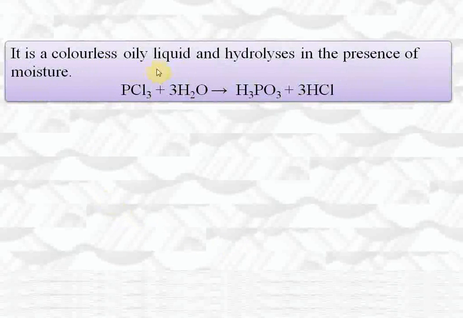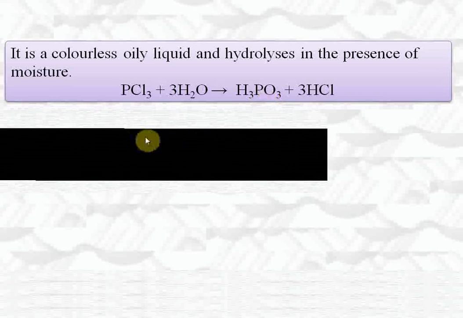Let's take up its properties. It is a colorless, oily liquid and hydrolyzes in the presence of moisture. PCl3 on hydrolysis will give phosphorus acid plus 3HCl. The way of remembering is the oxidation state of phosphorus is plus 3 and here also it is plus 3. So the halides get hydrolyzed to the acid having the same oxidation state.